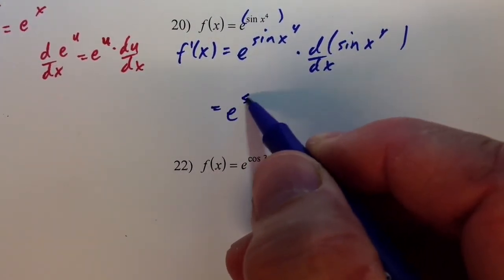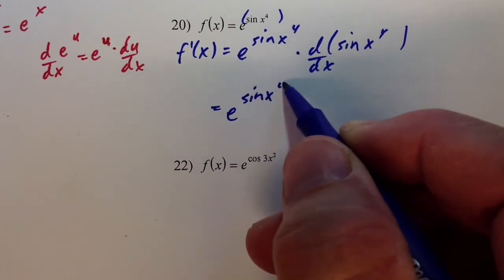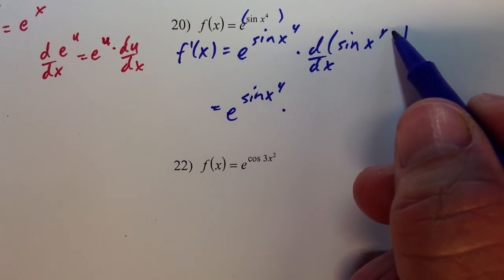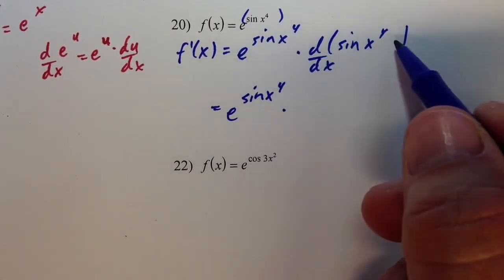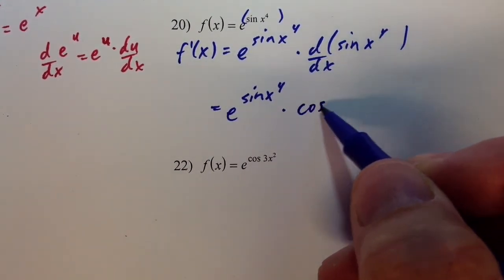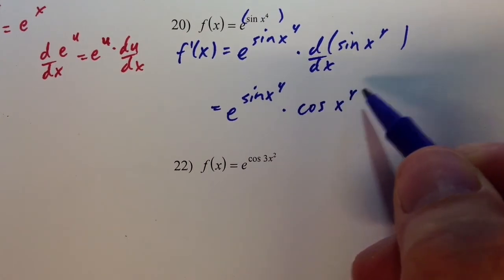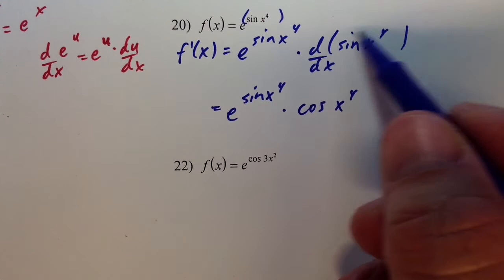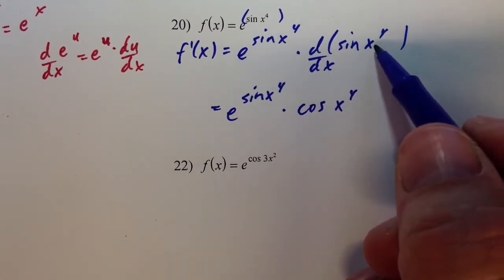Nevertheless, we have e to the sine of x to the fourth. That will not change. Multiply by the derivative of the sine of x to the fourth. Well, we know the derivative of the sine is cosine. The inside function this time, I should have identified that here. For this part of it, now, we have the derivative.